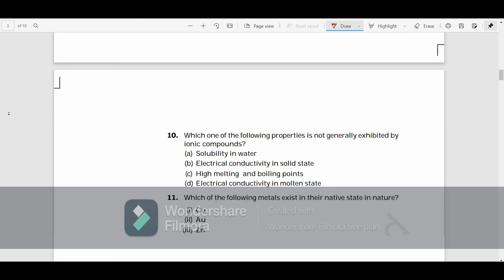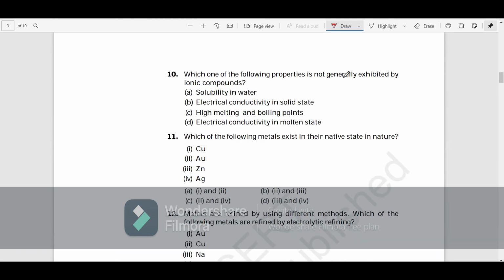Next, which one of the following properties is not generally exhibited by ionic compounds? Solubility in water. Electrical conductivity in solid state. Can anything conduct electricity in solid state? Nope. So this is not generally exhibited by an ionic compound. In aqueous state, they'll dissociate into ions, and those ions will conduct electricity. Not in solid state, where they don't exist as ions.